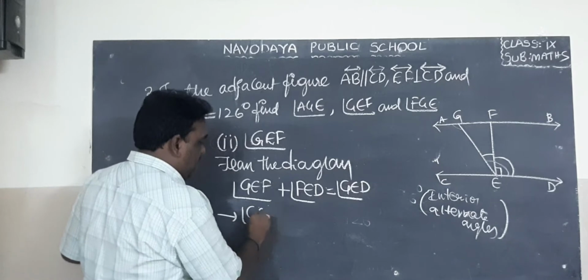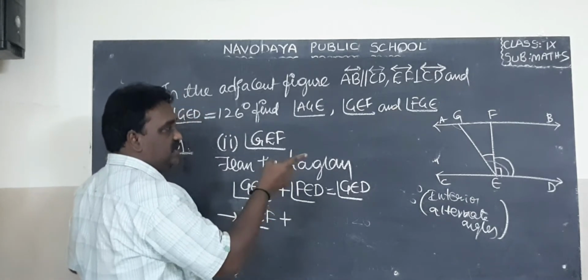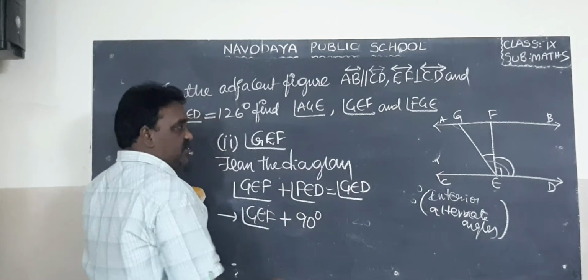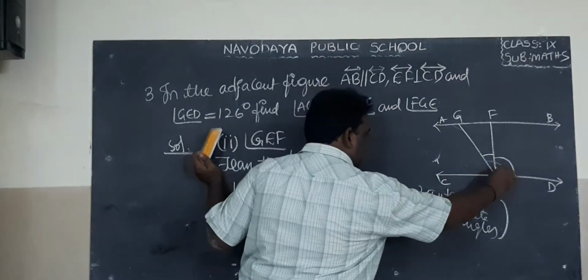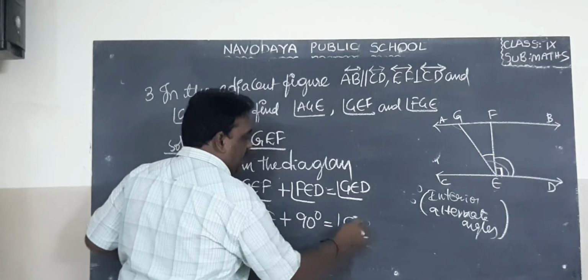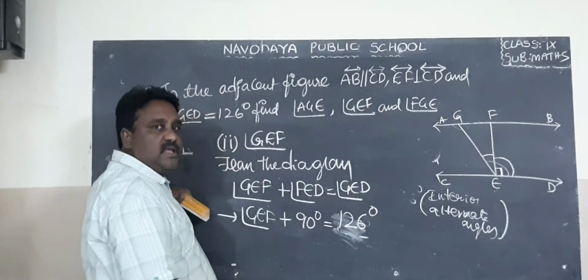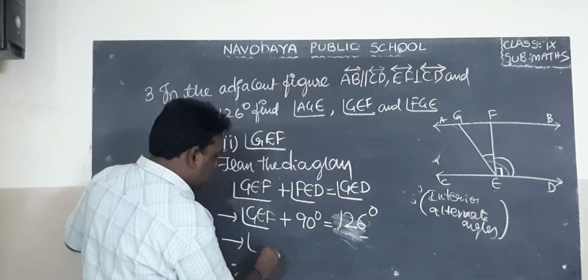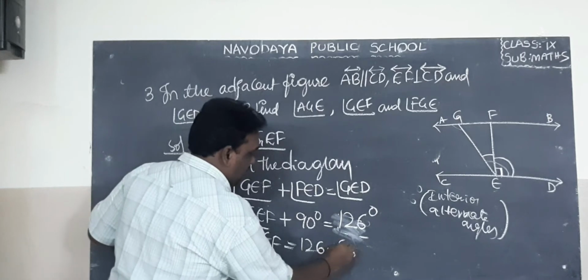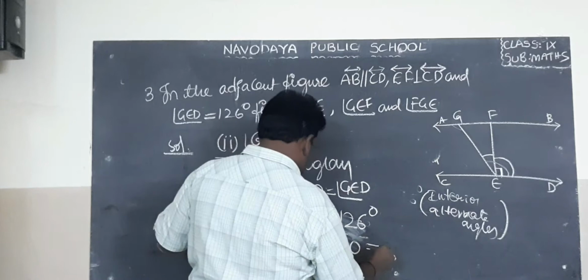Angle GEF, angle FED how much? So I forgot to write. Angle FED how much? 90 degrees. This is FED, L shape, 90 degrees. Equal to angle GED. How much? 126. Angle GEF equal to 126 minus 90. Equal how much? 36.